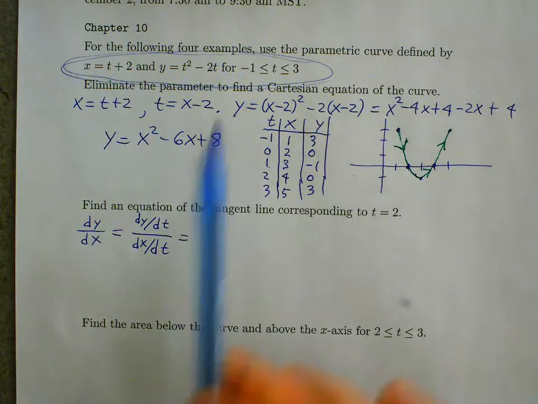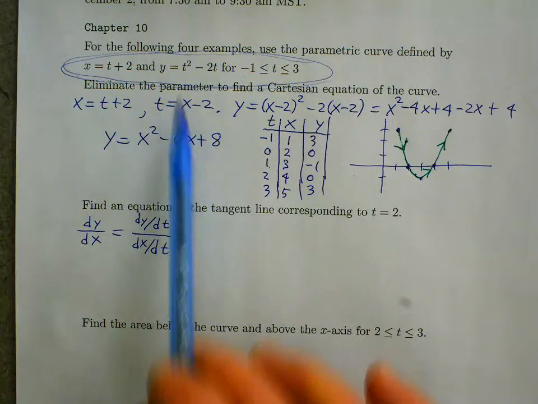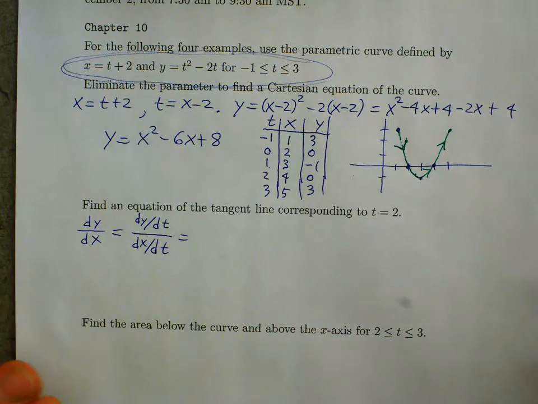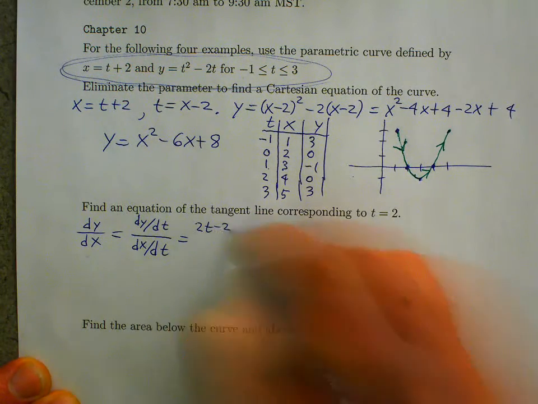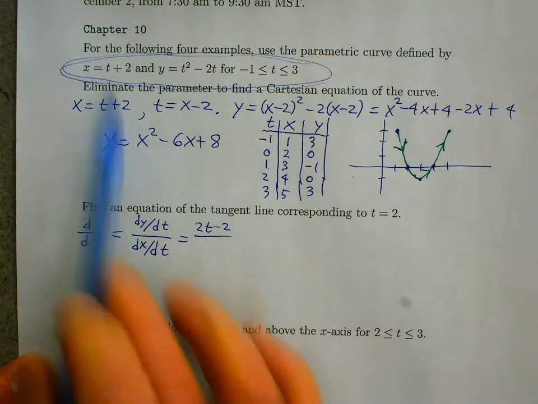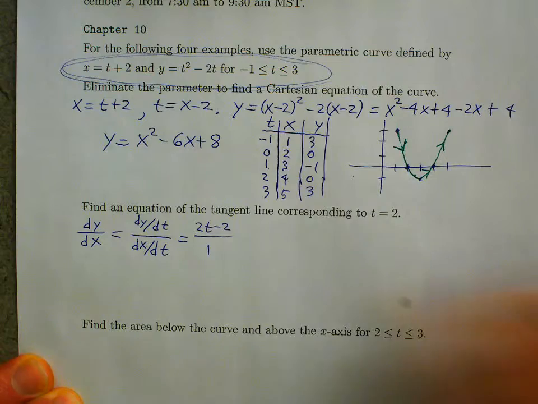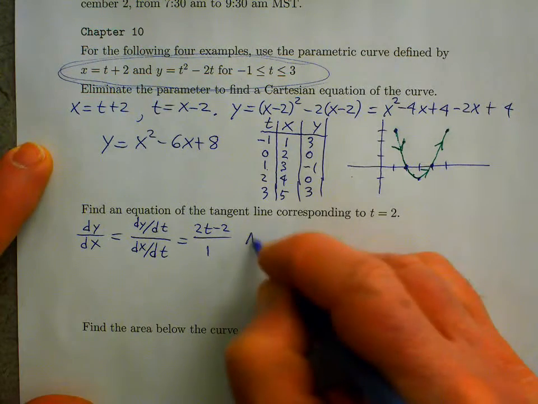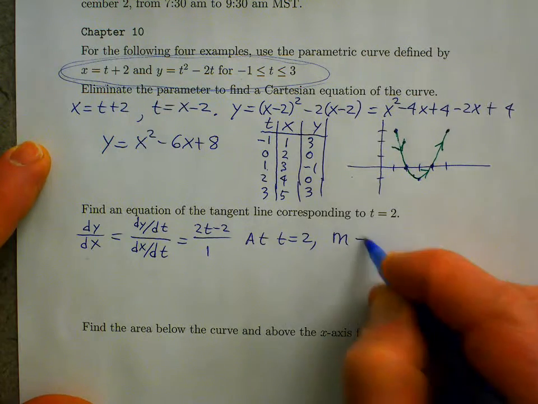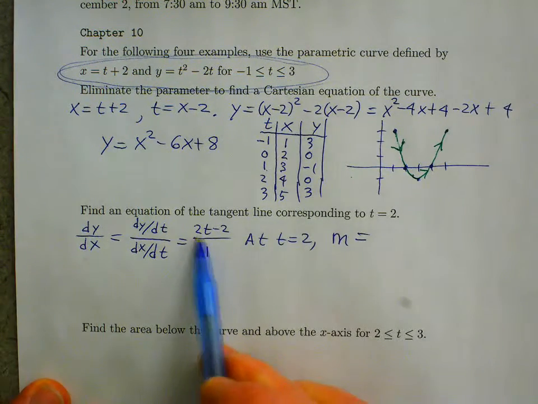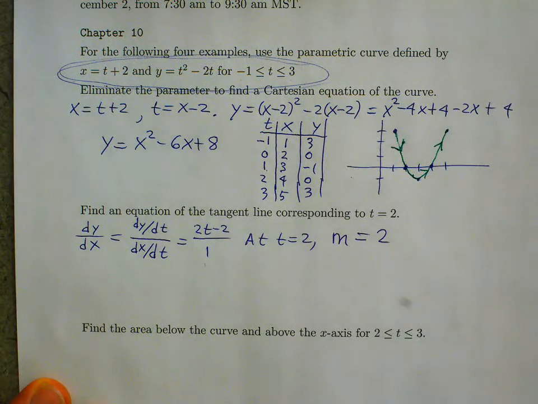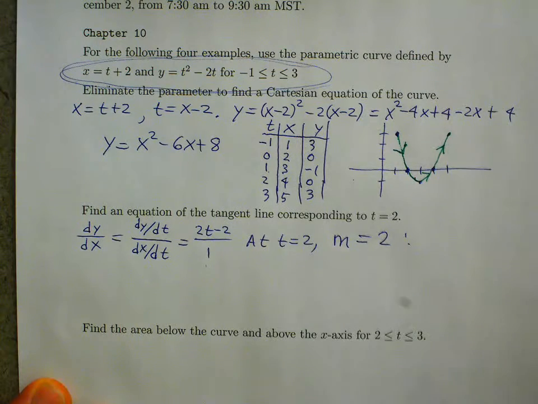Okay, so in the numerator, dy/dt. So y is t squared minus 2t, so dy/dt is 2t minus 2. And in the denominator, the derivative of x with respect to t is just 1. And then at t equals 2, the slope of the tangent line is 2 times 2 minus 2 divided by 1, or 2. Right? That's the slope of the tangent line that we're looking for.